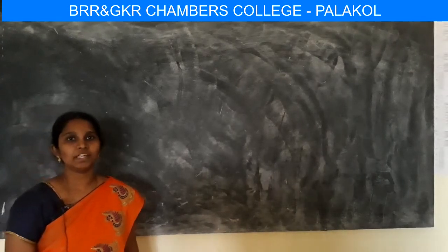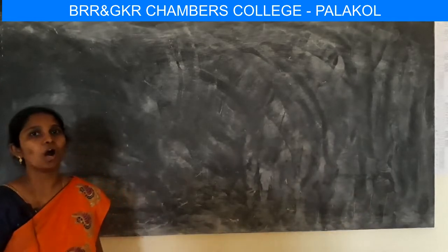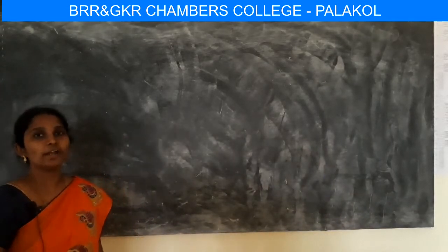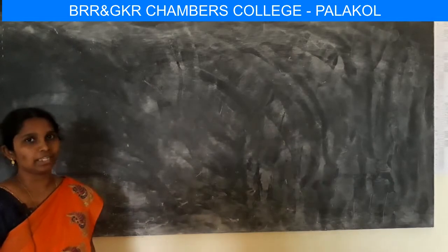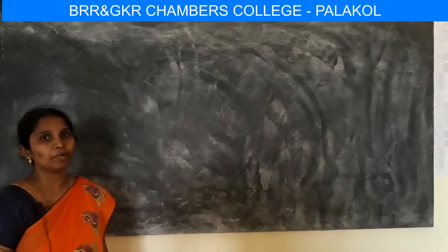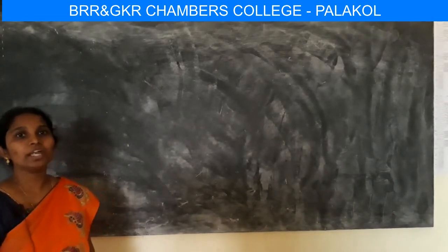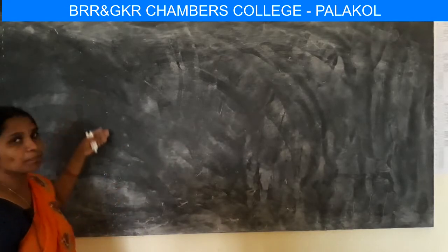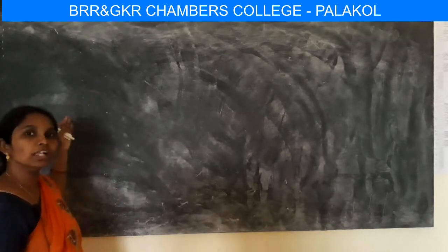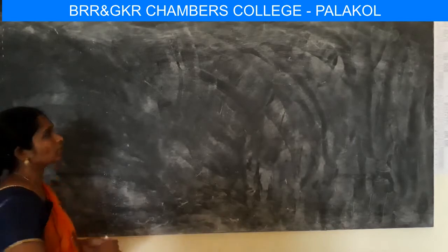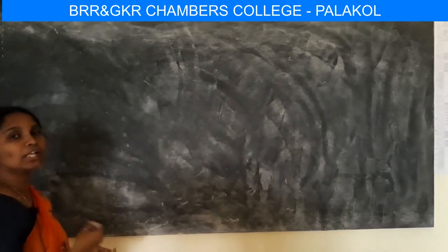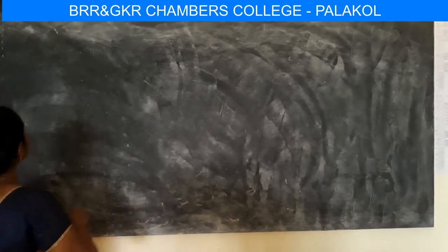Now in this presentation I would like to explain how to convert a hexadecimal number to a binary number and a hexadecimal number to an octal number. Okay, so now I will explain some of the problems related to these two conversions. The first one is hexadecimal number to a binary number.